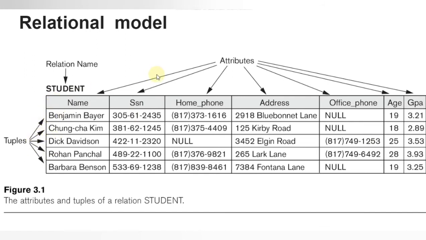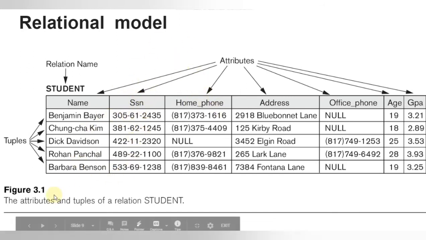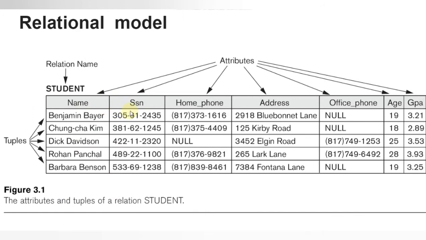So these are the attributes of a student, such as name, SSN, home phone address, office phone, age, and GPA. So we use the relational model here. The relational model has the data present and stored in tables. The attributes and tuples of the relation Student: these are called attributes. So for a student we specify these things easily. This is called the name of the relation or the table, and these are called the tuples, the records.